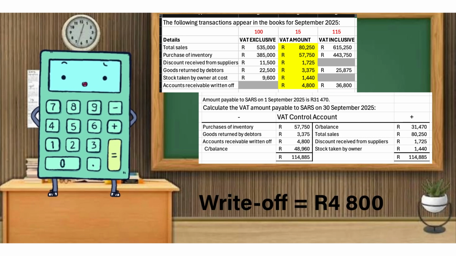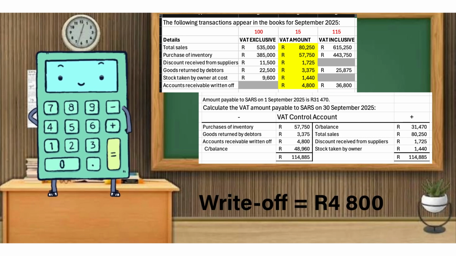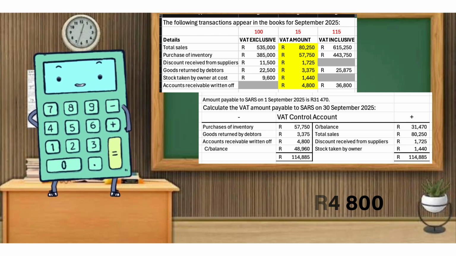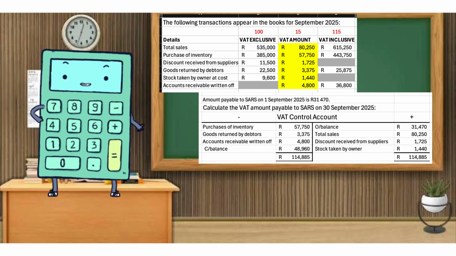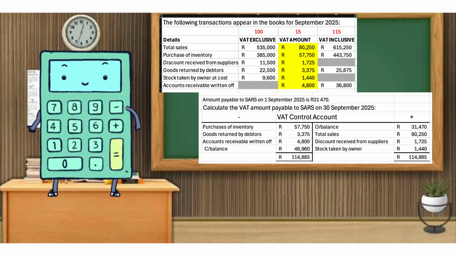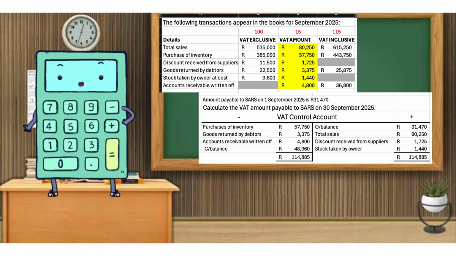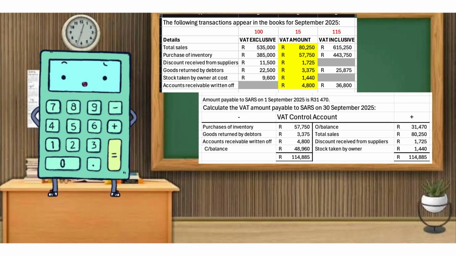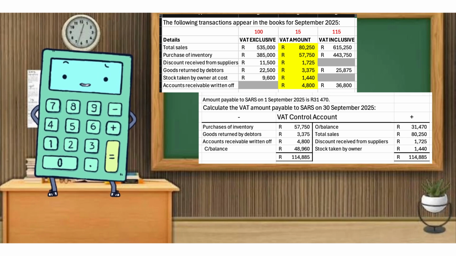Accounts receivable written off amounted to 4800. If a customer never pays us for a sale, we never actually received the VAT. We can't owe SARS something we never got, so we write off this amount and reduce our VAT debt. See how all these amounts on the left side reduce our total debt to SARS?